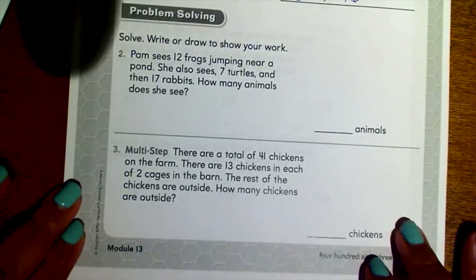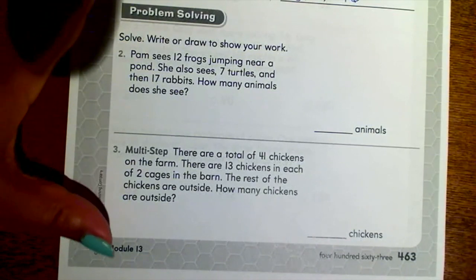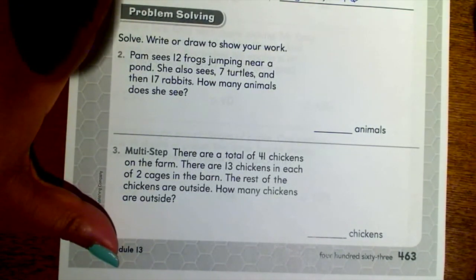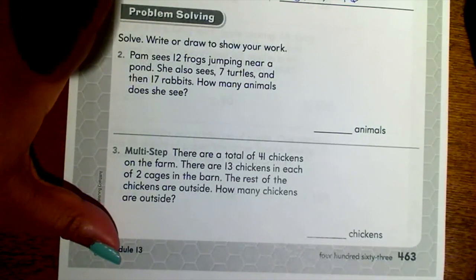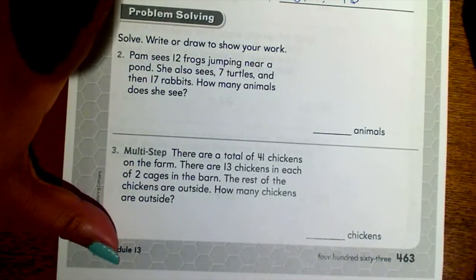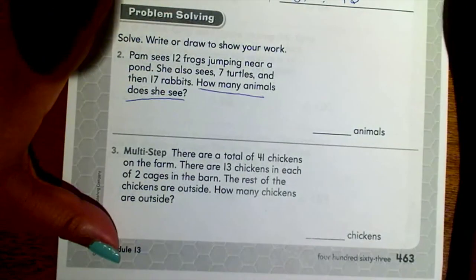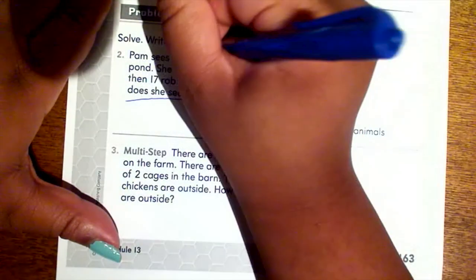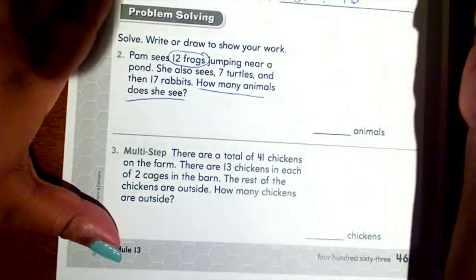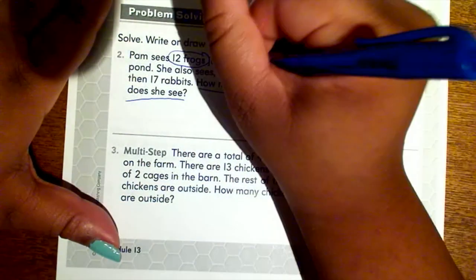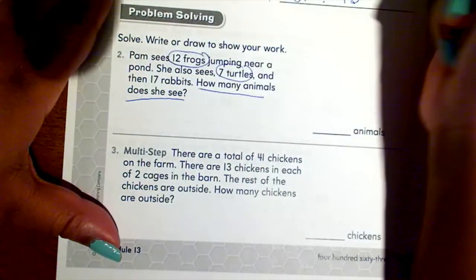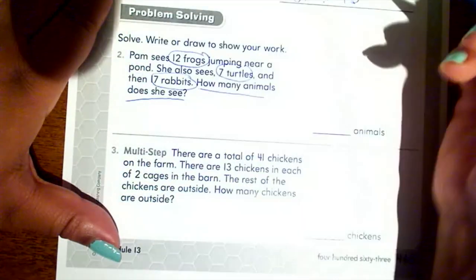Let's look at number 2. Pam sees 12 frogs jumping near a pond. She also sees 7 turtles and then 17 rabbits. How many animals does she see? Well, we know she sees 12 frogs. We know she sees 7 turtles. And we know that she sees 17 rabbits.